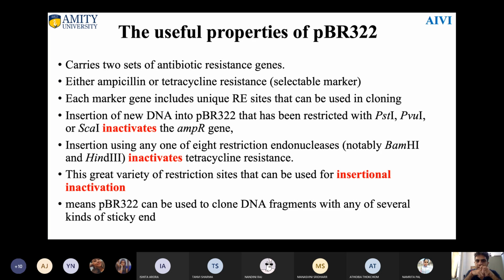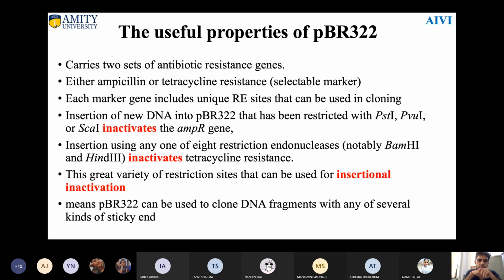And one more thing: we're talking about the cloning site. It must have a multiple cloning site. Yes, this feature is there. It has a multiple cloning site, and an important feature is that this multiple cloning site is also present within your genes, like the ampicillin and tetracycline genes.